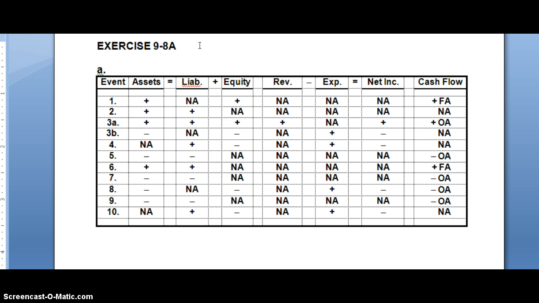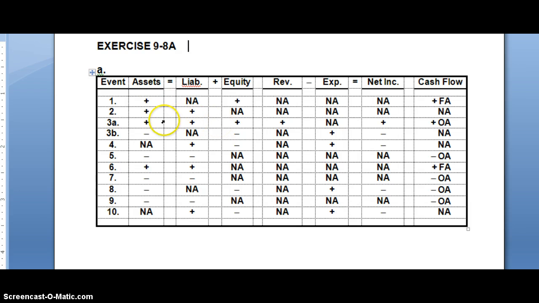So then we're going to move on to a few of the more complicated ones here. If we look at 3A for a second: we sold merchandise for $220,000 cash, not including sales tax. Sales tax of 8% is collected. So we know that it's going to be sales tax, and you create a liability because you have to pay the sales tax liability.